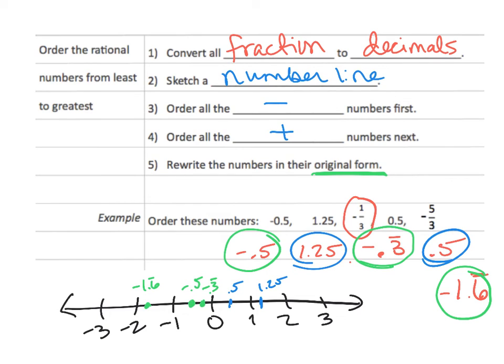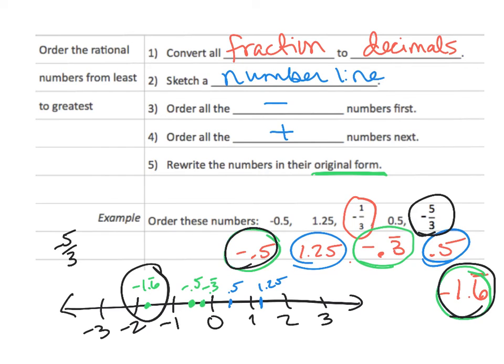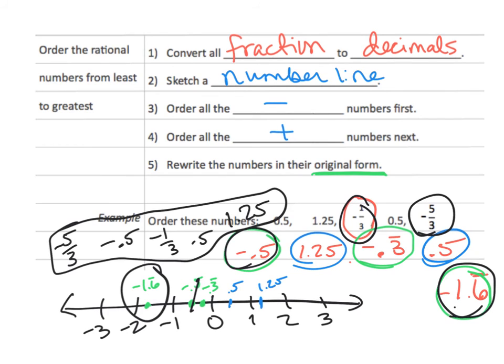So now I'm going to put them in order with their original form. So negative 1 6/10 came first, and we said that was negative 5/3. Negative half, that was the way it was, so negative half. Negative 3/10 repeating, that's our negative 1/3, so I would write negative 1/3. 1/2 stayed the same. And 1 and 25/100 also stayed the same. So there is my answer in the original form.